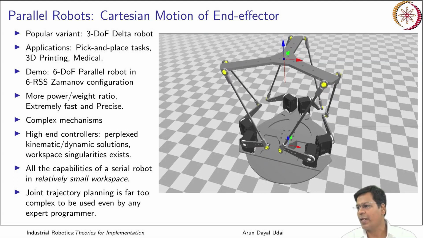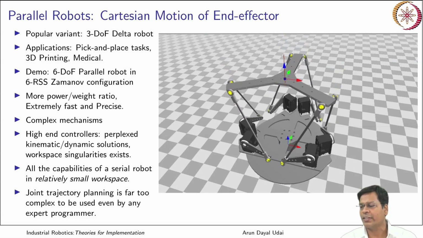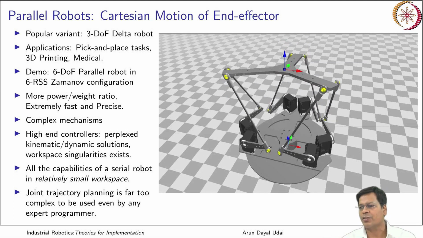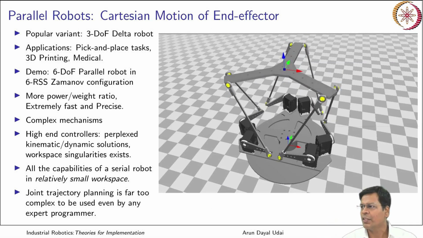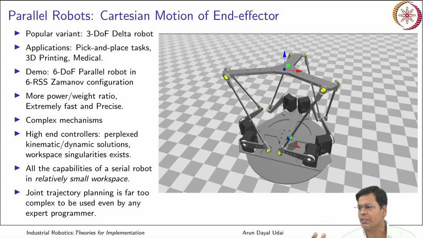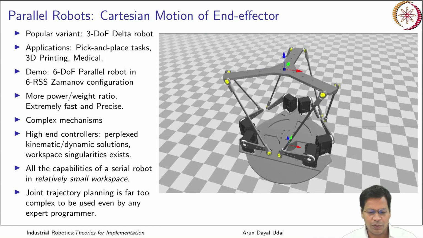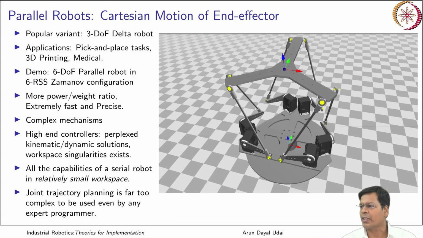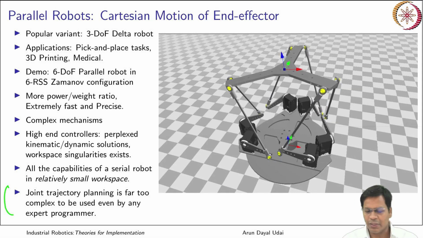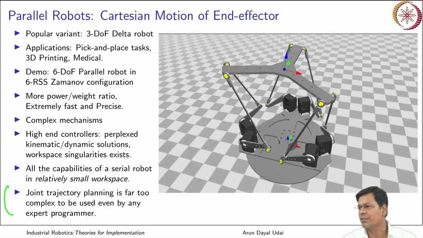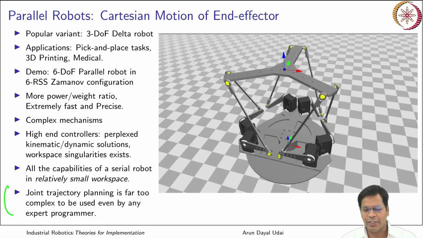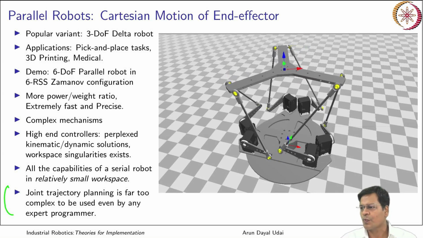But the joint motion planning is far too complex. You cannot estimate where your end effector will go. It is even more complex than your serial robot. Just moving one of the joints can make an arbitrary motion in space that you cannot predict, so even a very good programmer cannot understand that. Joint programming in this case is just excluded. It is far too complex to be used by any expert programmer.